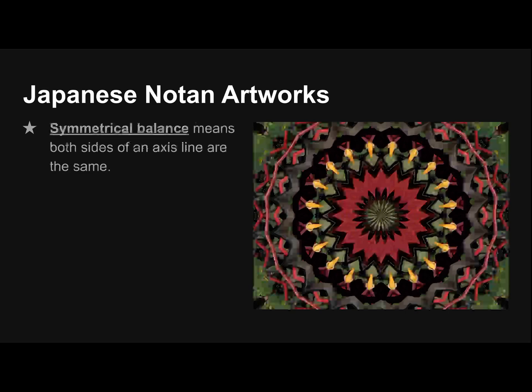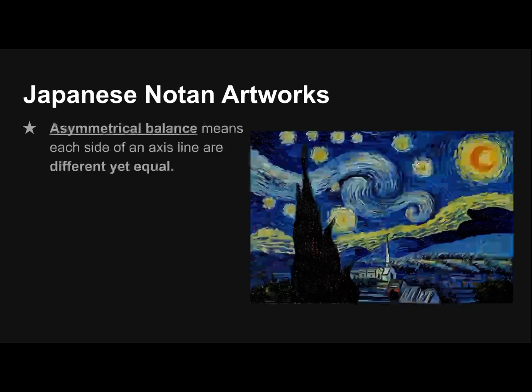And that line can run any way. It can run horizontally or vertically. So we're working towards balance in our artworks. So symmetrical balance means that both sides of an axis line are exactly the same, as you can see here in this artwork. This is called a mandala, right? So whether you draw that line vertically or horizontally, what is on the other side is going to be completely symmetrical or exactly the same as what's on the other side.